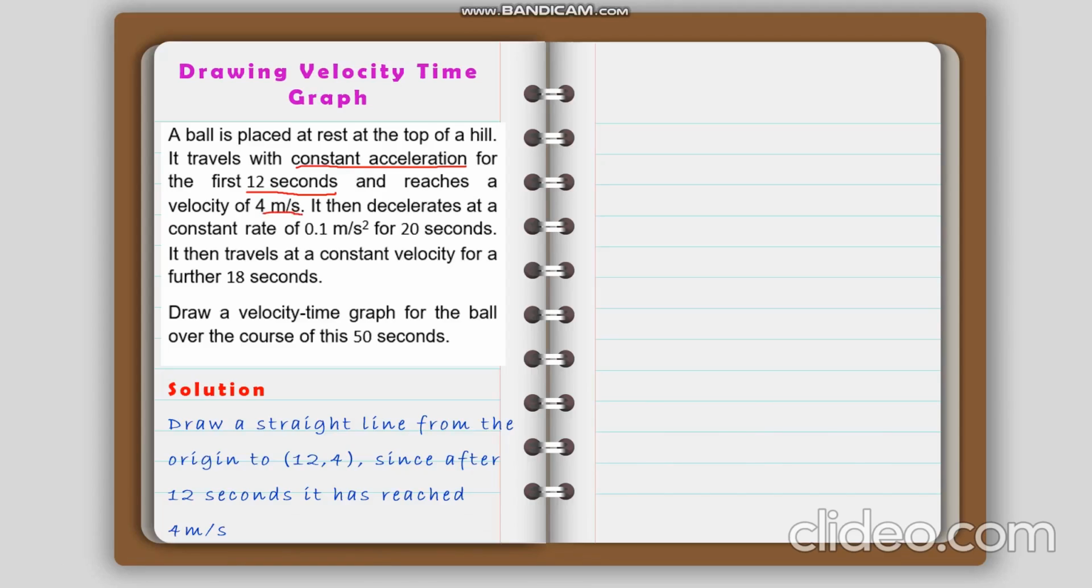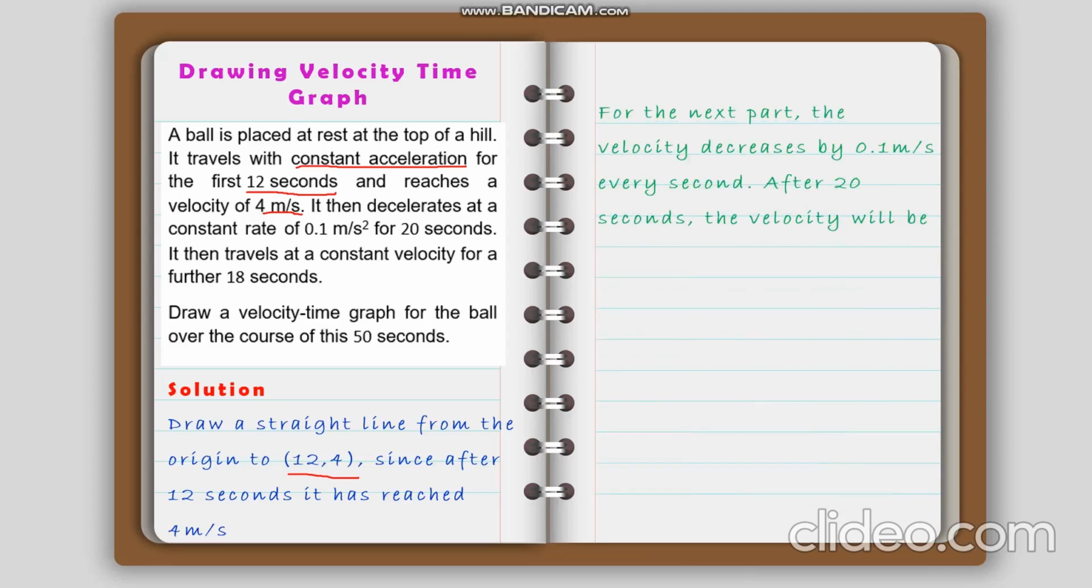Since it's a constant acceleration, on a velocity time graph it's a straight line, and this straight line is going to move from the point coordinates of 0, 0 to 12, 4, where 12 is the 12 seconds and 4 is the 4 meters per second.